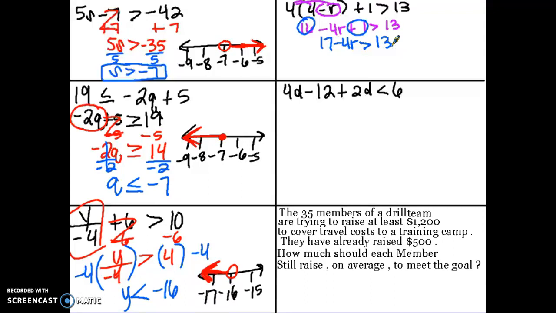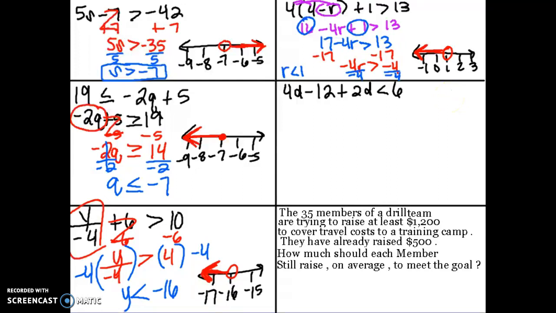You're going to subtract 17 from both sides. 13 minus 17 is negative 4. Now I need to divide by negative 4 on both sides. Because I'm dividing by a negative number on both sides, this is going to change the direction of my inequality sign. It's now r is less than, and negative 4 divided by negative 4 is positive 1. So when we graph this, we have an open circle and we're shading everything that's less than positive 1.